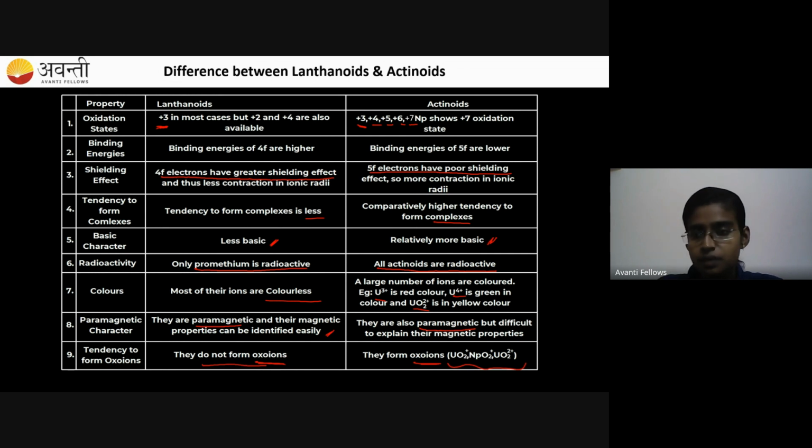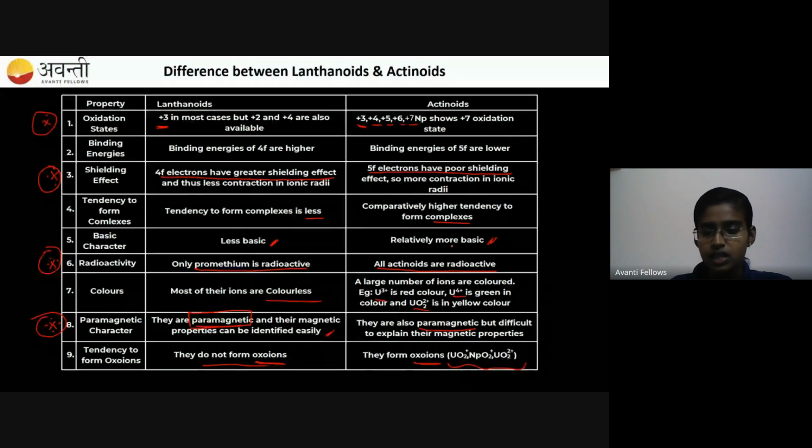So this is the difference between lanthanoids and actinoids. Take this third point as a very important point, and oxidation state is also very important. And radioactivity: the only element which is radioactive in the lanthanides is promethium. And here I have given you some exceptions for paramagnetic character in the slide. That is important. All are important. These are very important points. Okay. Clear? Shall I move on to the next slide?